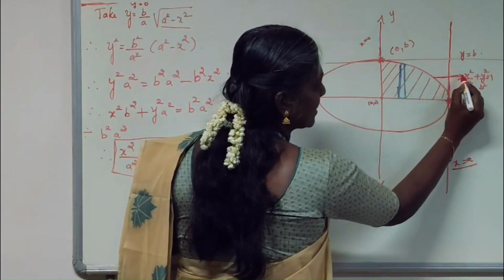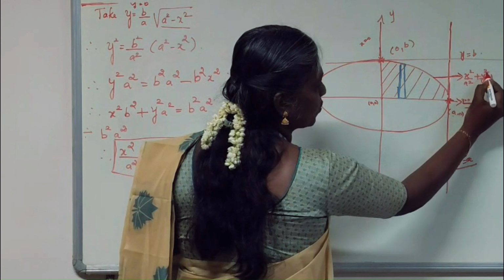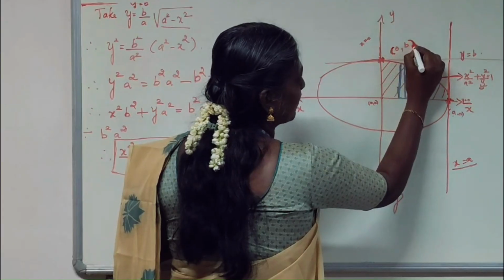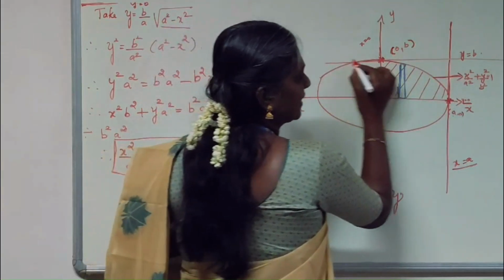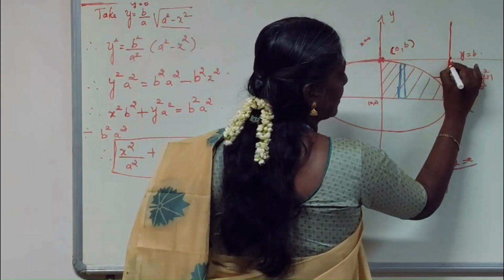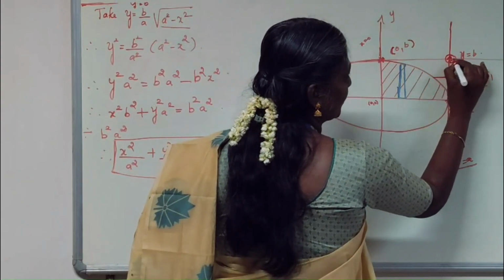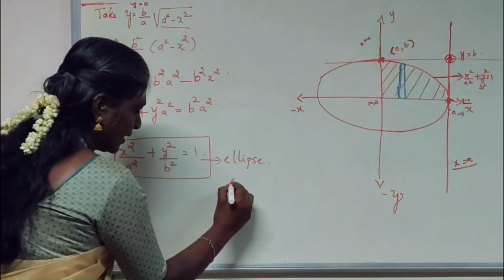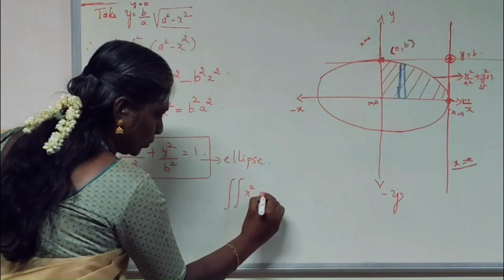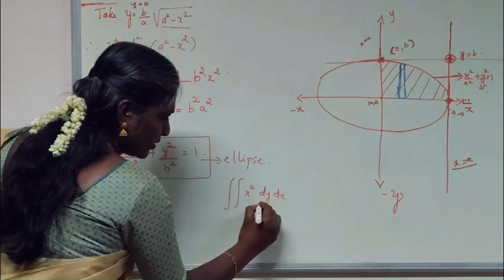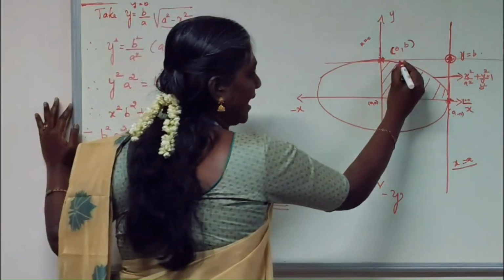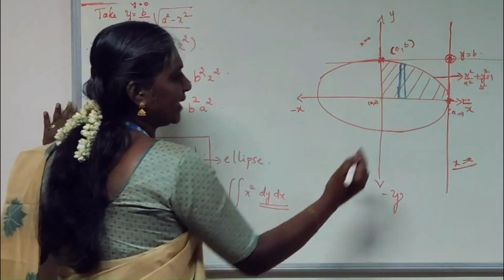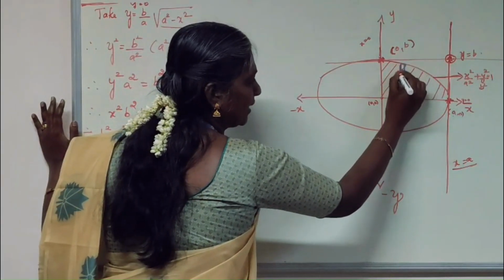So we mark it as the ellipse, x squared by a squared plus y squared by b squared equals 1. This is the minor axis. The corresponding point is 0 comma b. Here the line is y equal to b. The point of intersection is a comma b. And in our problem, the integrand is x squared dy dx, so for the corresponding representation I drew a vertical strip. That is for our convenience only.